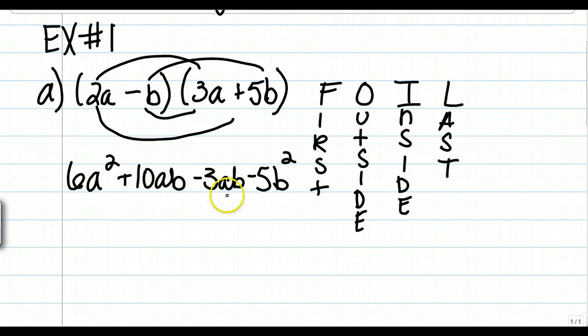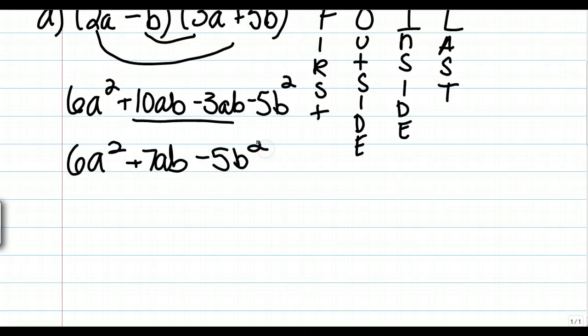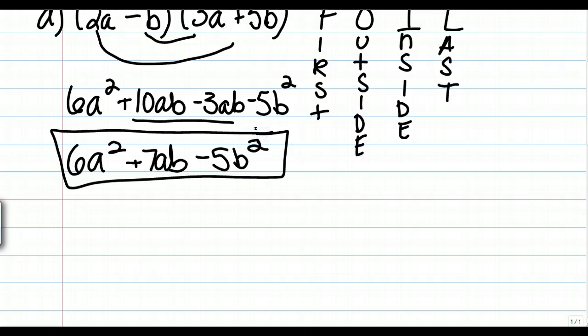So now you have to see if you have any like terms, and this is like chapter 4-1, so make sure you understand how to add and subtract. So we're going to have 6a squared, and 10ab minus 3ab is going to be 7ab, minus 5b squared. And now this is fully simplified in descending order. So that is the answer for the first one.